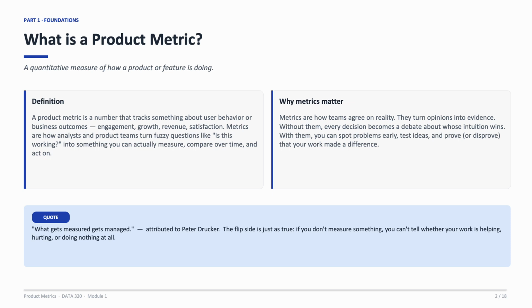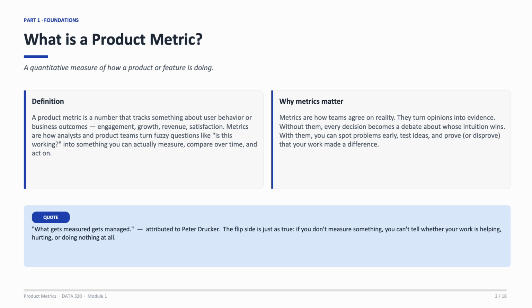So what is a product metric? Strip away the buzzwords, and a product metric is just a number that tracks something we care about: user behavior, business outcomes, engagement, growth, revenue, satisfaction. The reason metrics matter is captured well in the Drucker quote at the bottom. What gets measured gets managed. The deeper point, and the one I want you to take away, is the flip side.